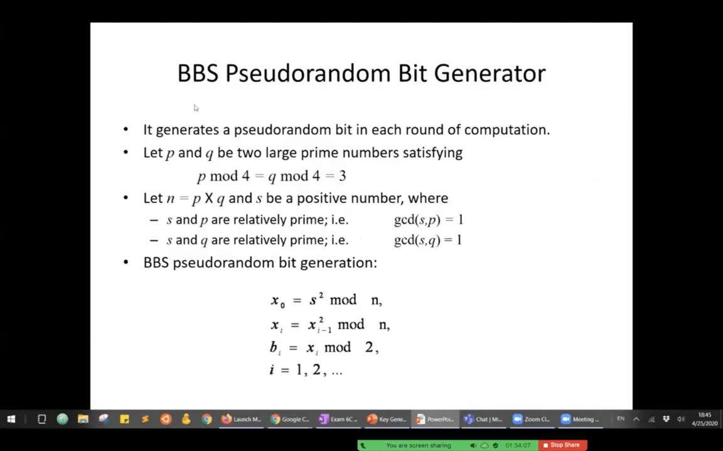Okay, and to use the BBS pseudorandom bit generator, you repeat this 128 times, and then you can get a 128-bit key. So this generates one bit at a time. All right, so that's the end of this video.